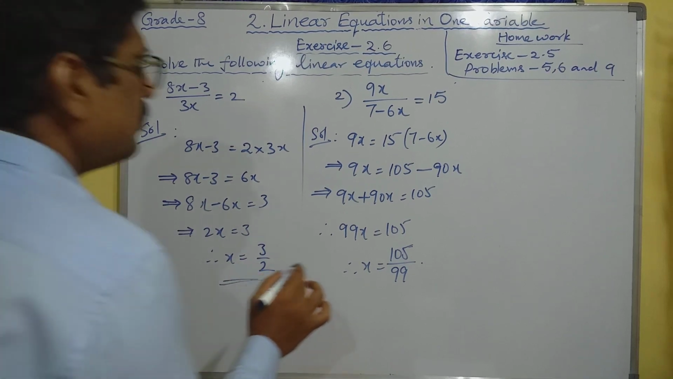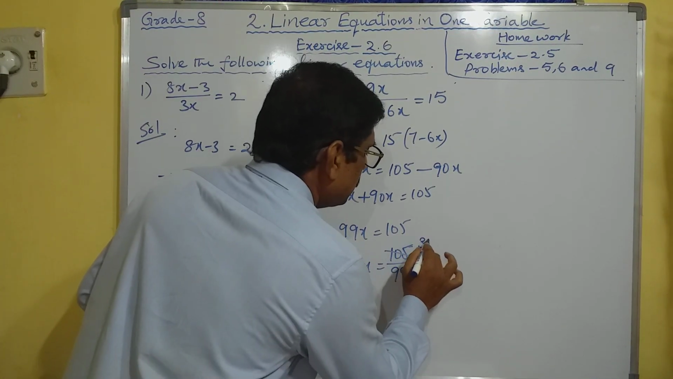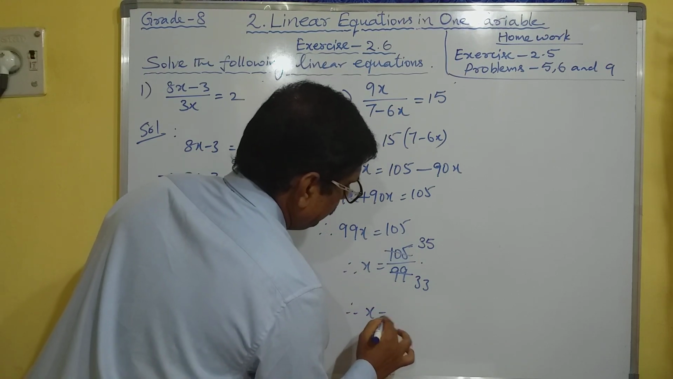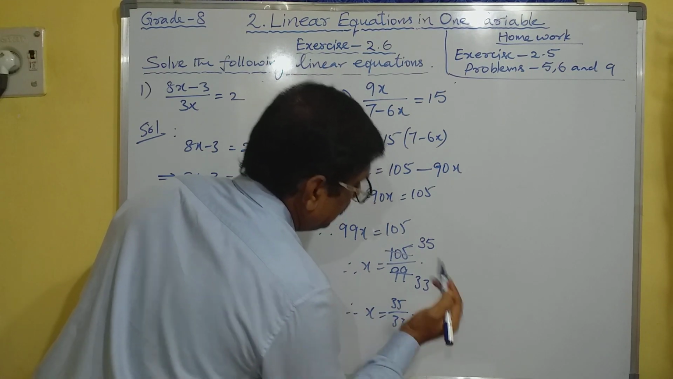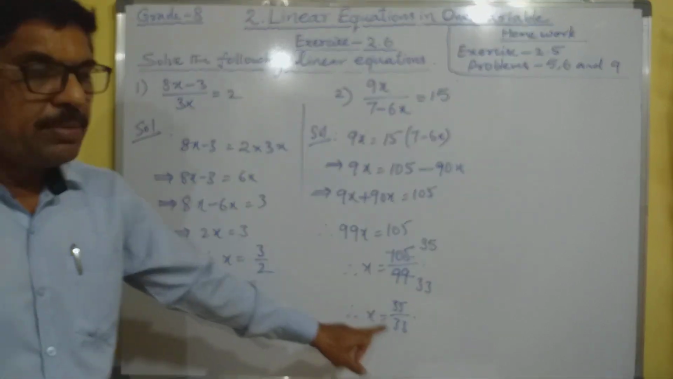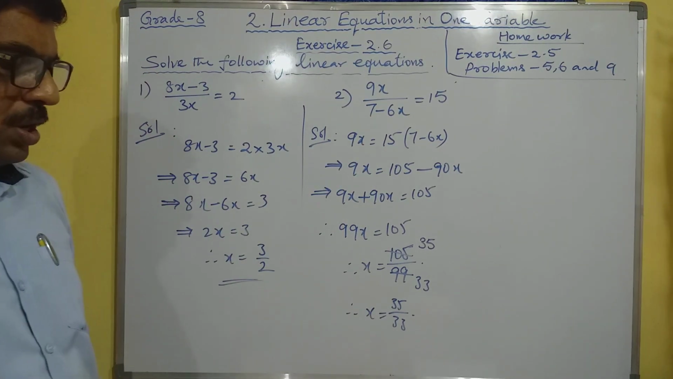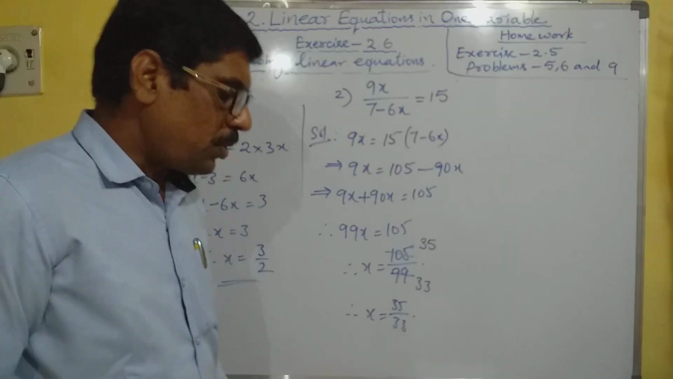We can simplify this in 3 tables. 3 3s are 9, 3 5s are 15 and 3 11s are 33. Therefore, x is equal to 35 by 33. So, 35 by 33 is the solution for the linear equation. Now, let us go with the third problem.